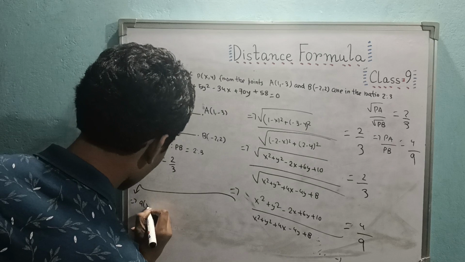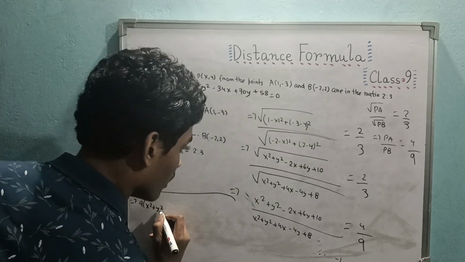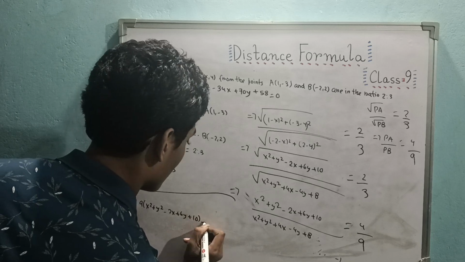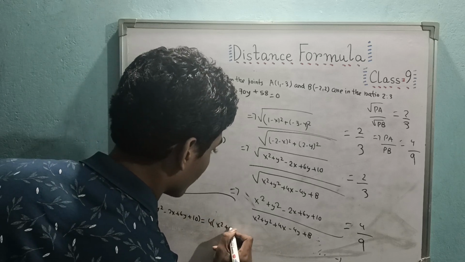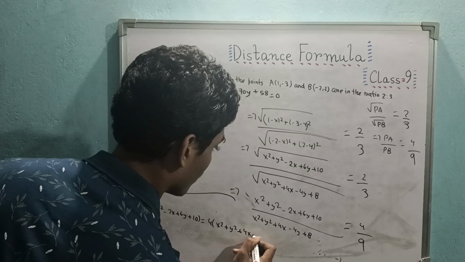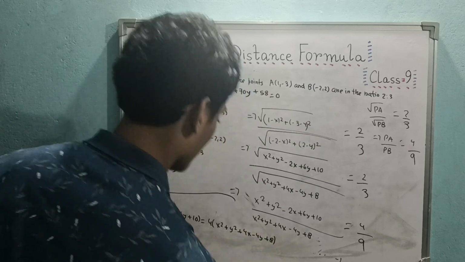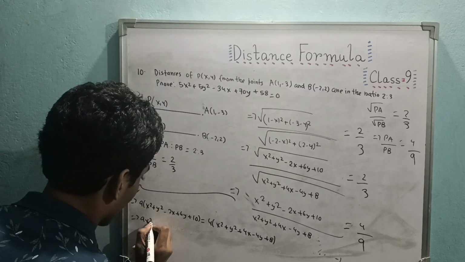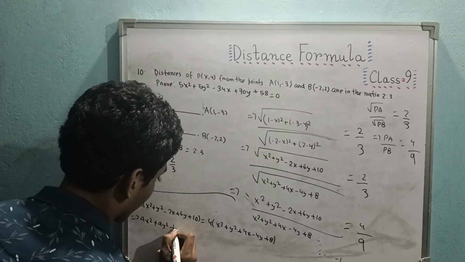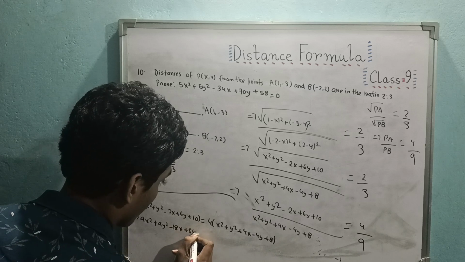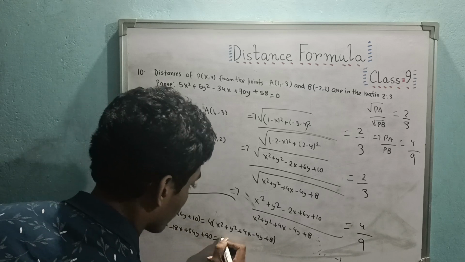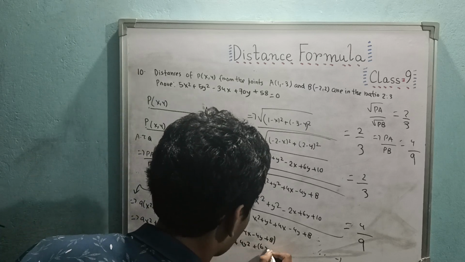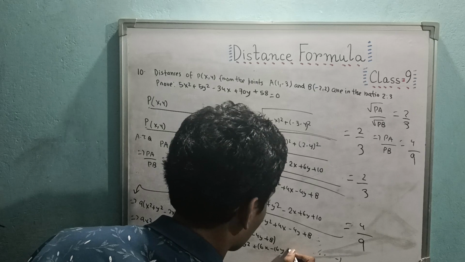So 9 into x square plus y square. Now the game is almost over here. 10 equal to 4 into x square. Just cross multiplying, guys, nothing else. Minus 4y plus 8. Let's get this done with. 9x square plus 9y square minus 18x plus 54y plus 90 equal to 4x square plus 4y square plus 16x minus 16y plus 32.